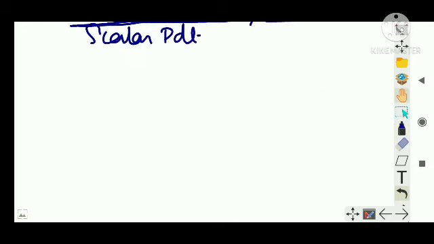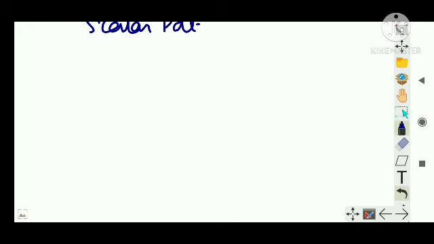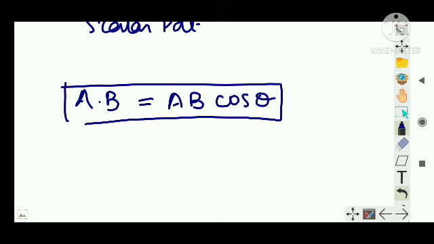So if you have two vectors, let's say a and b, a dot b is equal to ab cos theta. Keep that in mind. Here theta is the angle between a and b.